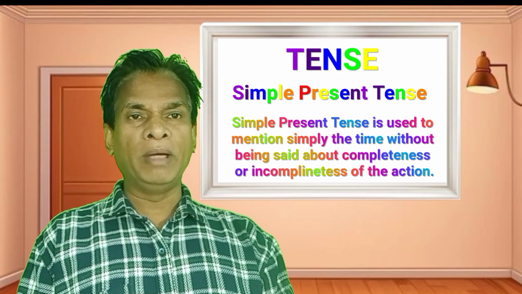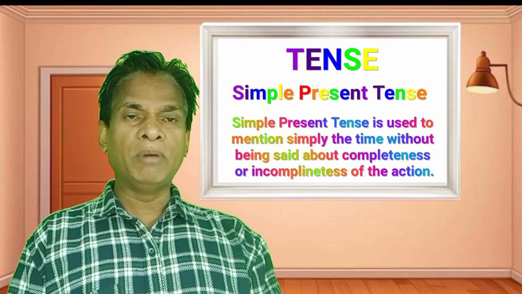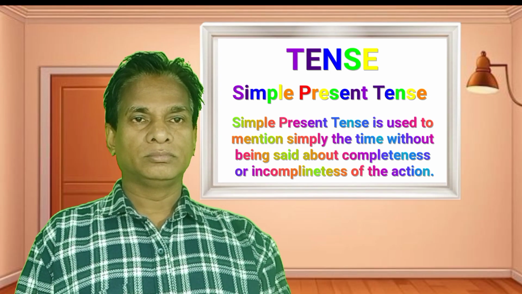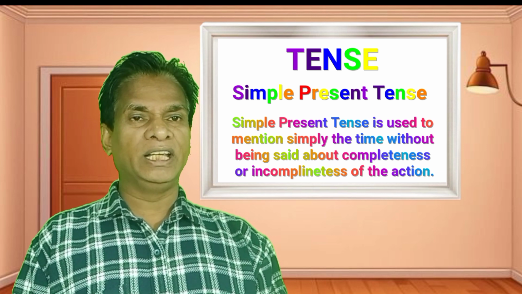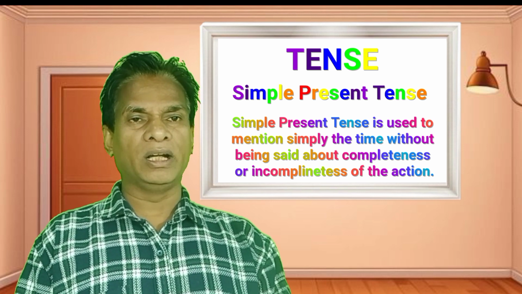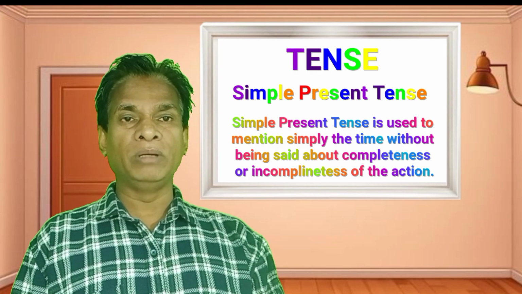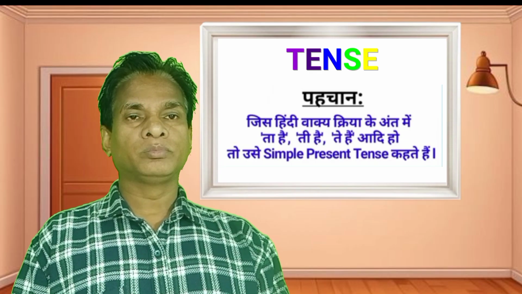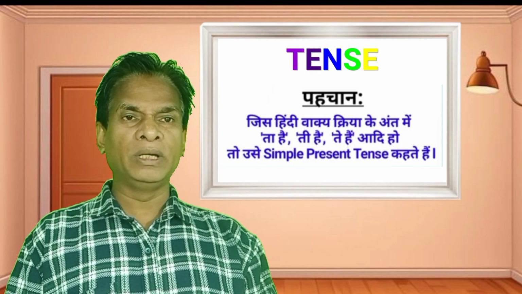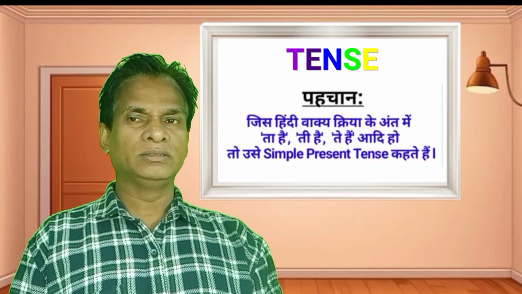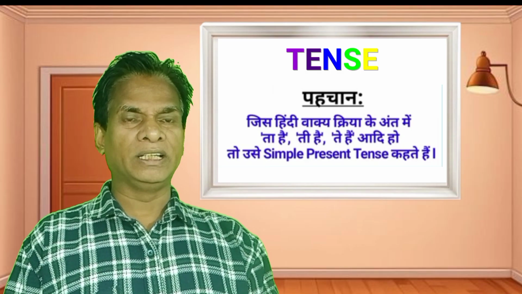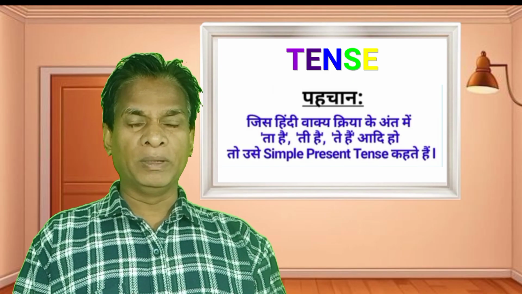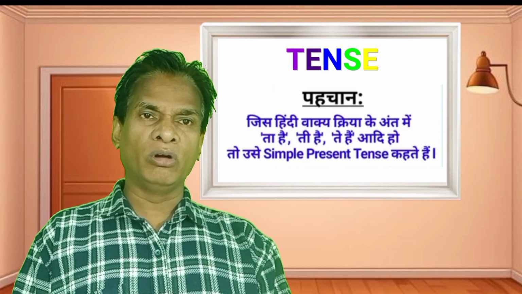Simple present tense is used to mention simply the time without saying anything about completeness or incompleteness of the action. Example: the sun rises in the east. Nancy runs a parlor. These are examples of simple present tense. Principle: the verb of a Hindi sentence which ends with ta hai, ti hai, te hain, etc. is known as simple present tense. Somewhere this tense is also called present indefinite tense, especially in old grammar.